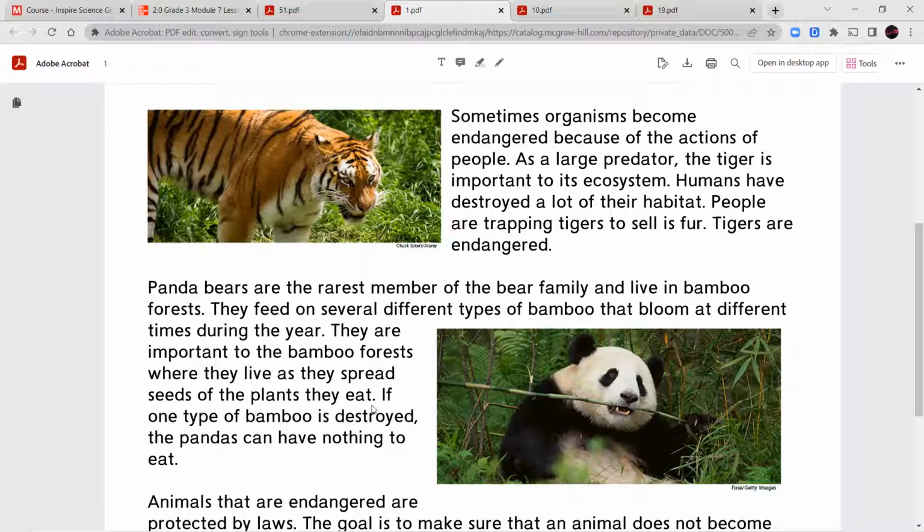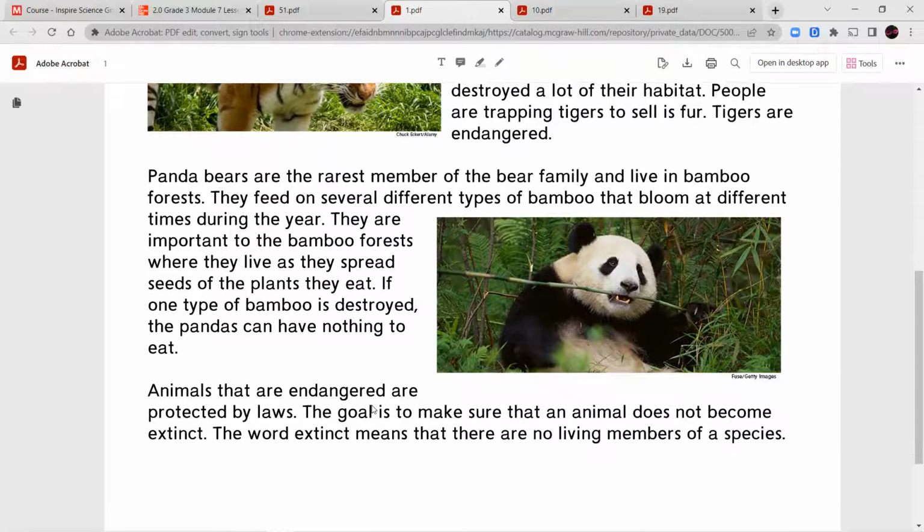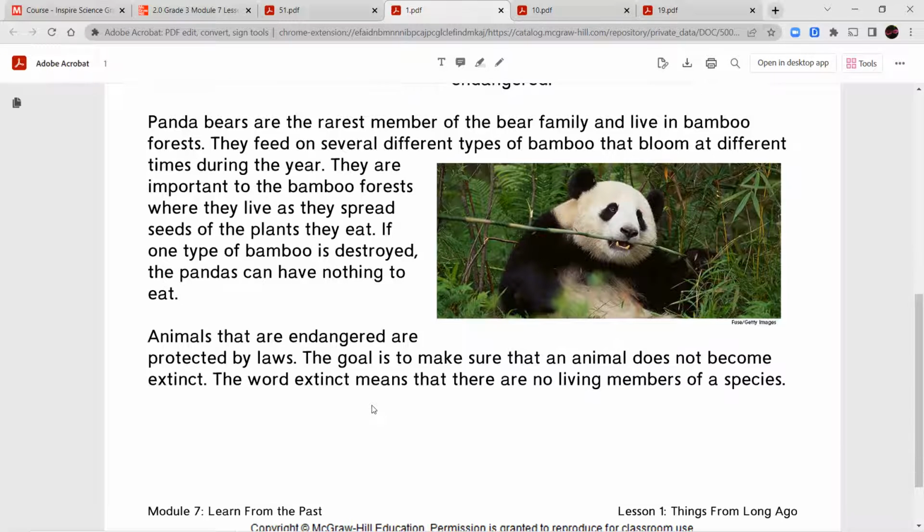Panda bears are the rarest member of the bear family and live in bamboo forests. They feed on several different types of bamboo that bloom at different times during the year. They're important to the bamboo forest where they live as they spread the seeds of the plants that they eat. If one type of bamboo is destroyed, the pandas can have nothing to eat. Animals that are endangered are protected by laws. The goal is to make sure that an animal does not become extinct. The word extinct means that there are no living members of a species.